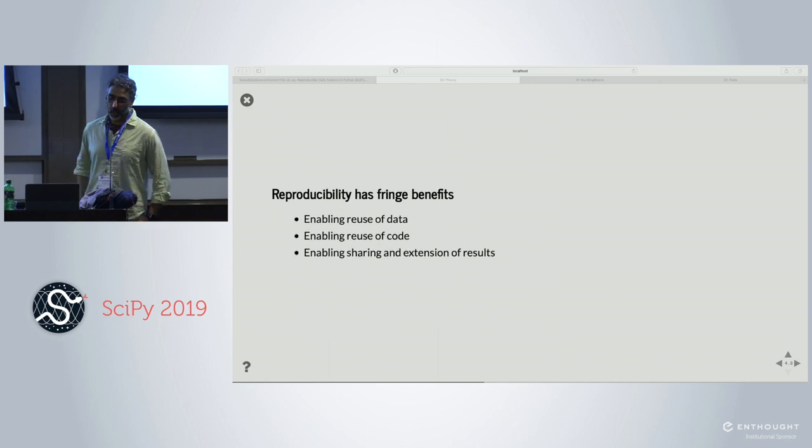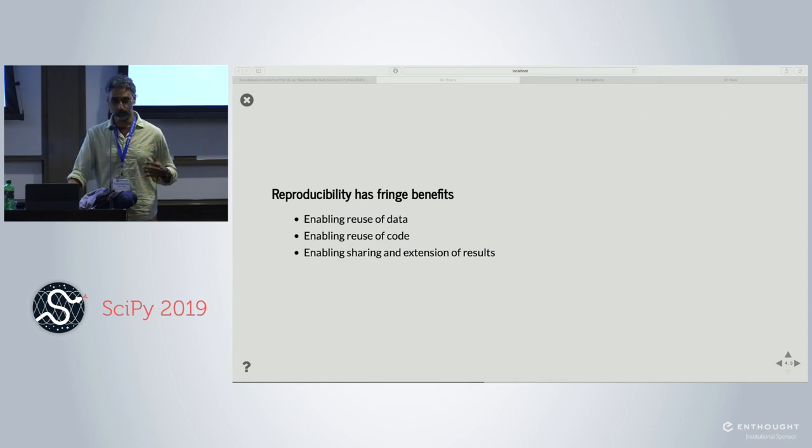Beyond that, reproducibility has a lot of fringe benefits. It makes it possible to reuse data and code, and to share and extend results, which means you can work more efficiently and don't have to end up reinventing the wheel when you can just borrow one that already exists. But that's all well and good. That's all the theoretical justification for reproducibility.